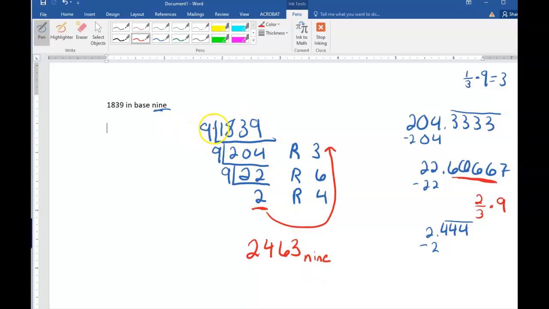So what you're going to do is start and divide by whatever base you're looking at, put your remainders out here, and then follow up. Again, if you're not sure how to get those remainders, divide, subtract your whole number, and whatever your decimal is, multiply it back by whatever number you're dividing by.